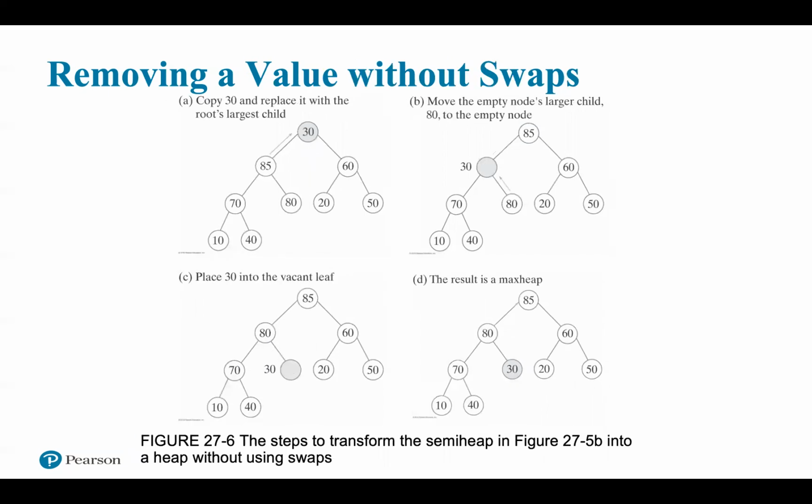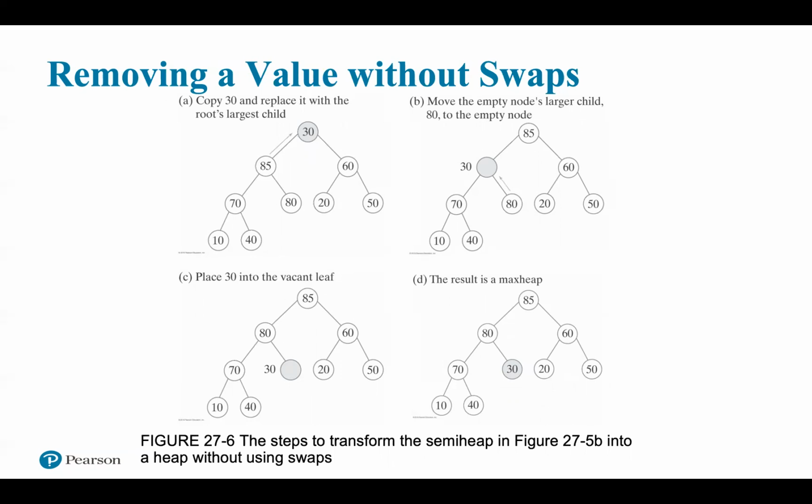So for transforming a semi-heap into a heap, the tree in figure 27.5b is called a semi-heap. Except for the root, the objects in a semi-heap are ordered as they are in a heap. In removing the root of the heap, we form a semi-heap and then transform it back into a heap.